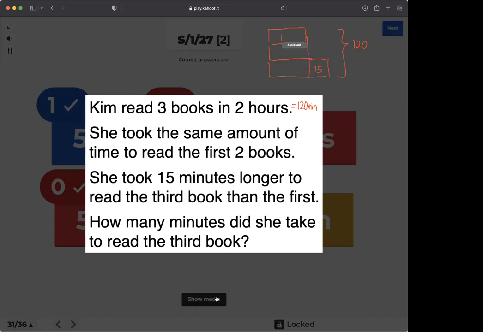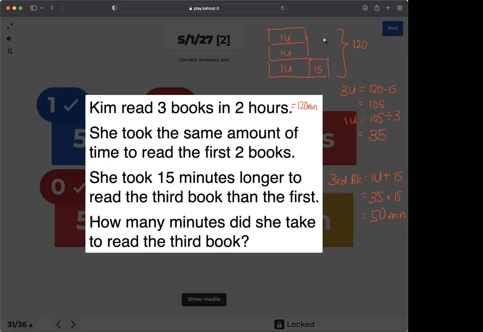Okay, so can you see? Can I say that 3 units actually is equal to 120 minus 15? Are all of you able to see this? You get 105. So 1 unit will be 105 divided by 3, you get 35. Clear so far? So how many minutes does it take to read the third book? Third book will be 1 unit plus 15. So 1 unit is 35 plus 15, and therefore you take 50 minutes to read the third book. Are you all clear about this?